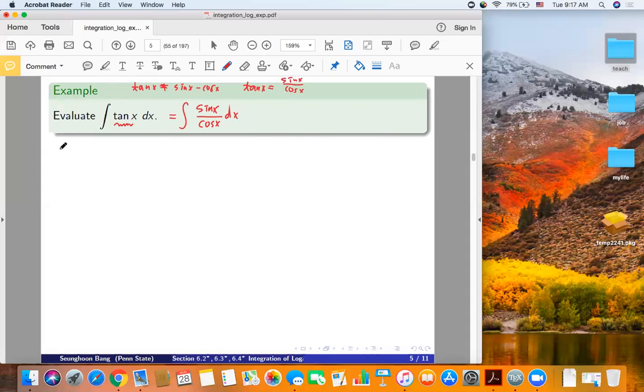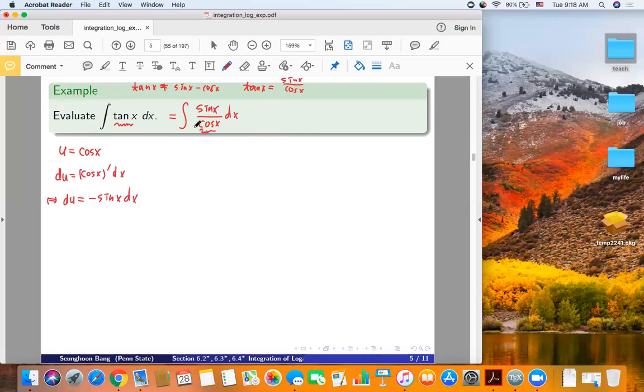Next, you have to use u substitution. u is the denominator, cosine of x. You can find du. du is cosine x prime dx. So we have du equals cosine prime, which is negative sine.